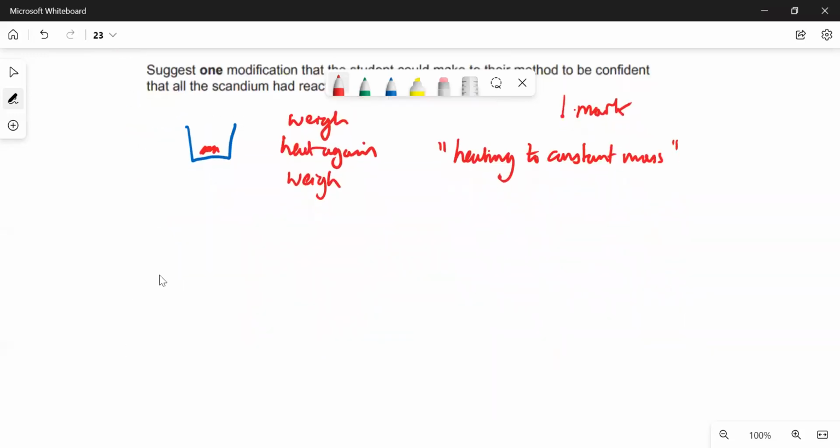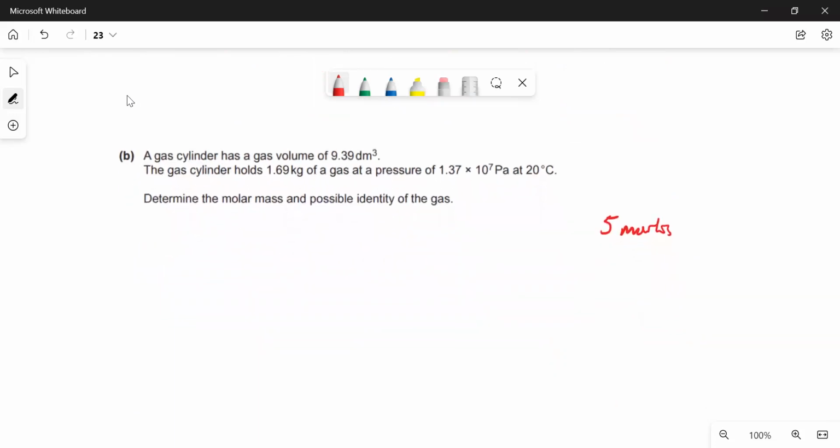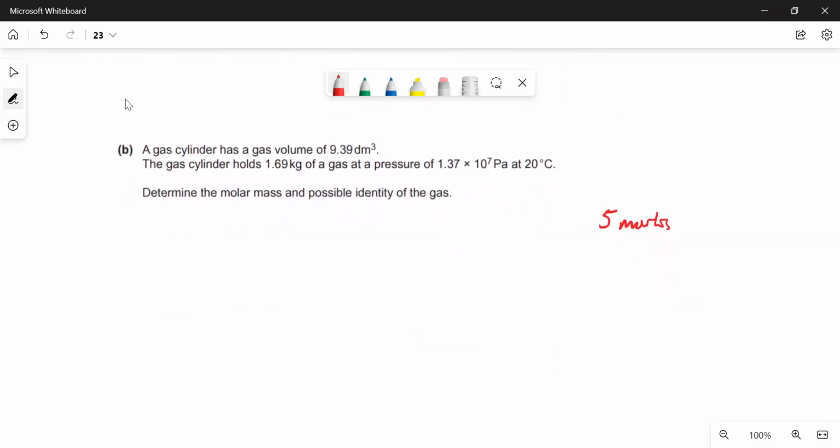Okay, right, this is going to be the ideal gas equation. A gas cylinder has a volume of gas. It gives you the mass of the gas in there. And we've got to use this information to determine the molar mass and the possible identity of the gas. How are we going to do that? Well, we're going to use two equations, aren't we? The ideal gas equation is PV equals nRT, where n is the number of moles. And we also have that n, the number of moles, is equal to mass divided by the molar mass. I'll call it Mr.